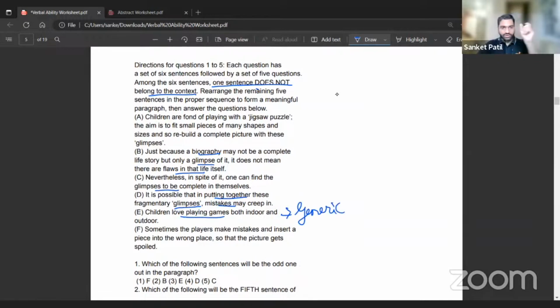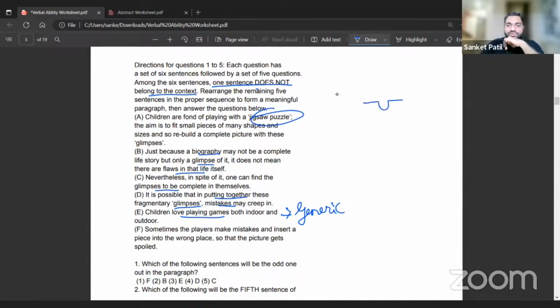Try to take a note in your head. Okay, or if you're not that great with solving, you can even take a note on your paper while you're solving, that this sentence seems a bit odd. It's quite a generic sentence. Sometimes the players make mistakes inside the piece. Okay. Now, what we saw, they are talking about something about the jigsaw puzzle.